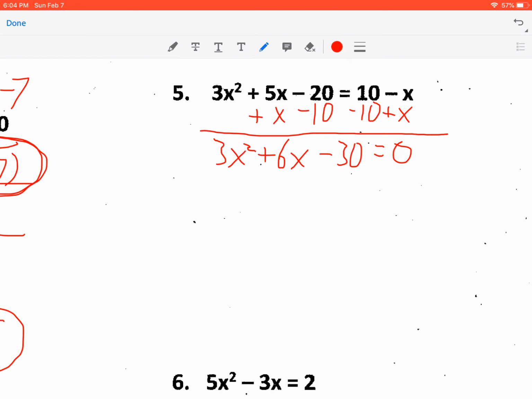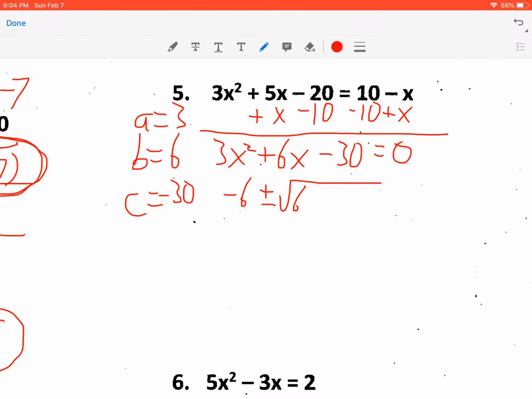Might want to use a calculator. You got some big numbers here. Okay, a is equal to 3. B is equal to 6. C is equal to negative 30. Okay? All right, so again, it's negative b plus or minus b squared. If you just want to go ahead and put 36, that's what 6 squared is. Minus 4 times a times c. You're going to have a big number here. Divided by 2 times a, which is 2 times 3.